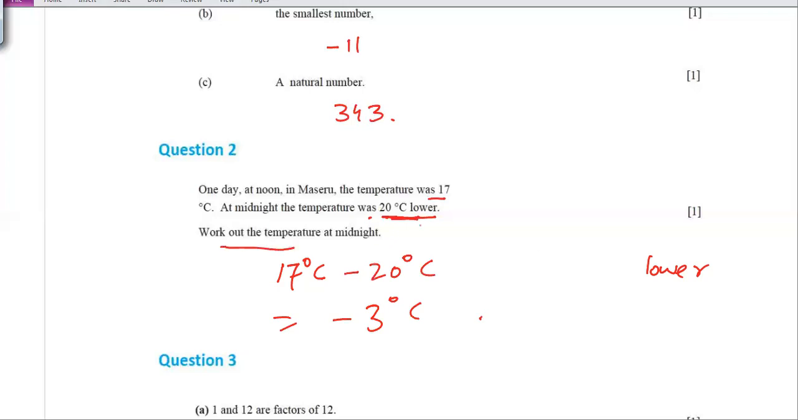If the word used here is that the temperature increased, then you will add. But if it decreased from that temperature, you will subtract. Okay. For example, if I ask you the question, the temperature was -15 degrees Celsius and at midnight it lowered by 5 degrees Celsius. So it means it lowered a further 5 degrees Celsius. So you will subtract. So the answer will be -20 degrees Celsius. So whenever the temperature is getting lower, you will subtract that one. Okay.